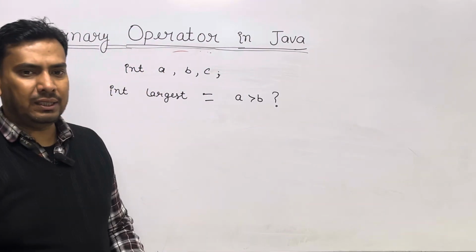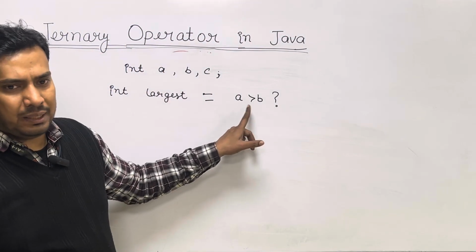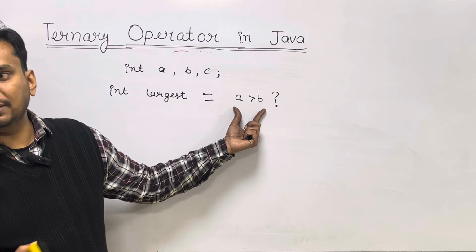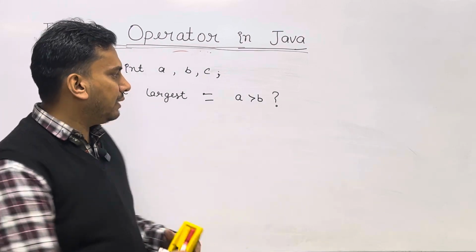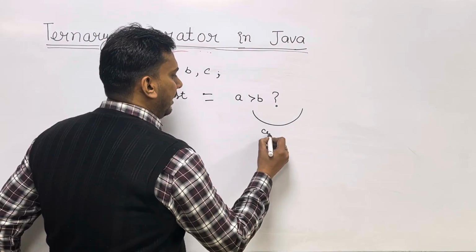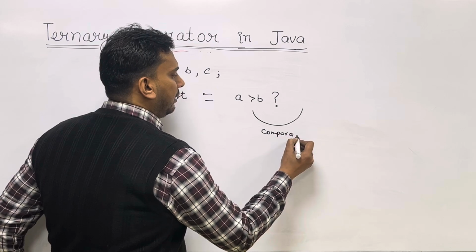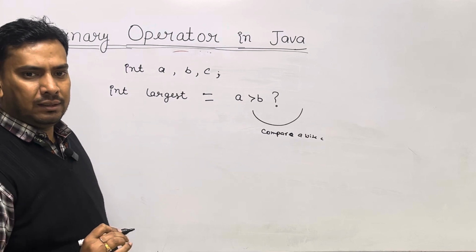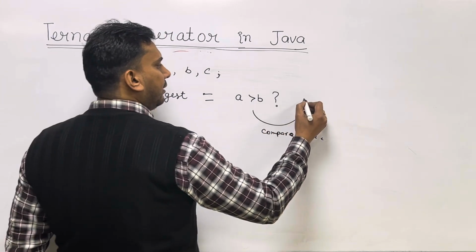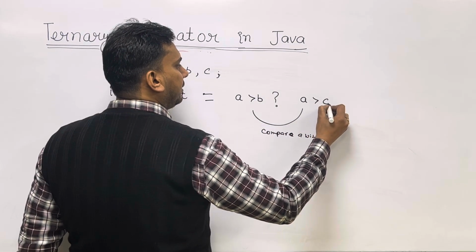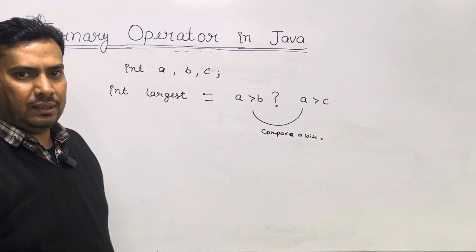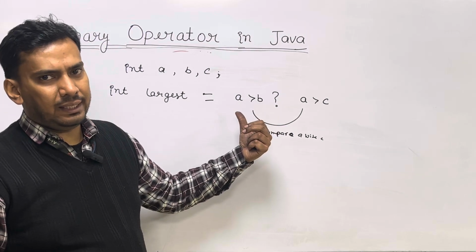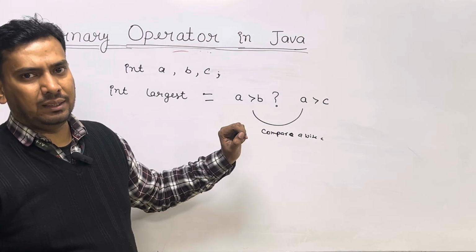If a is greater than b, it means definitely a is greater than b, but I am not sure about the c. It means if this condition is true, I need to compare a with c also. So in the then part, I will write the logic to compare a with c, right. I will write here a is greater than c. If a is greater than c, then you can say that a is largest among the 3.